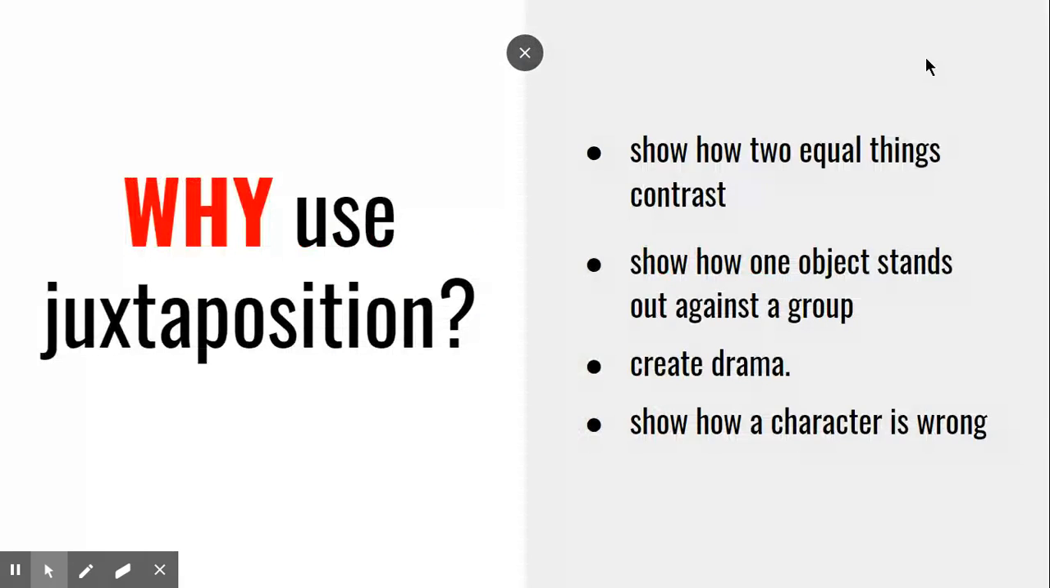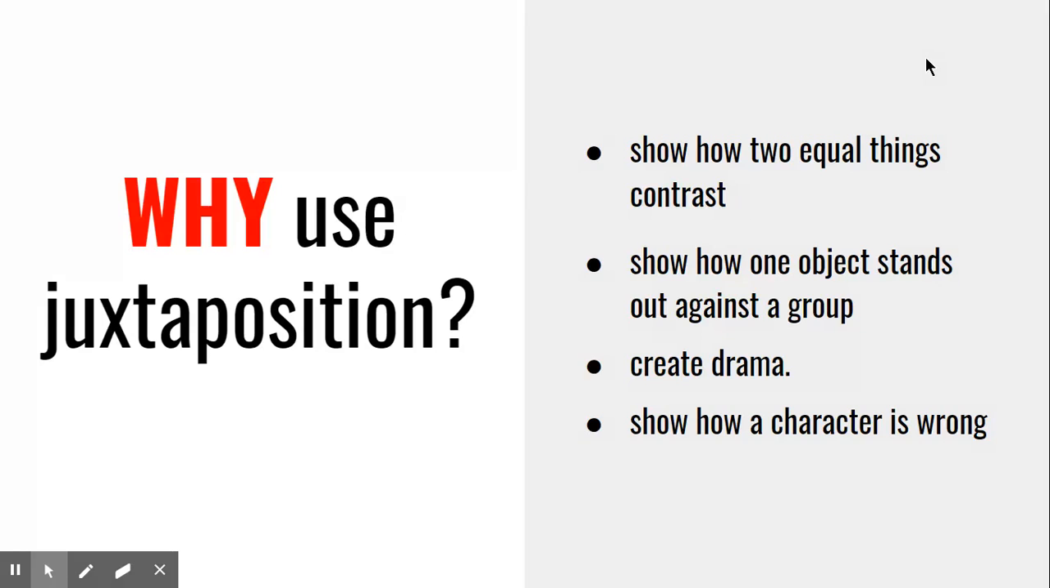So why do authors use it? There are a couple different reasons. One, like I just said, it might show how two things that are pretty equal contrast with each other. So maybe it's two things going on, and because of where they're placed and how they're described, the author can show you exactly how they're different. And I say equal because it's not one thing versus a whole group of things, it's two equal things.